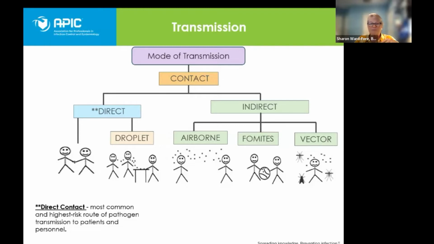So direct transmissions can be interrupted by preventing contact with the source, and indirect transmissions require different approaches like adequate ventilation, cleaning and surface disinfection, proper food storage and handling, or the use of mosquito nets and insect repellents.